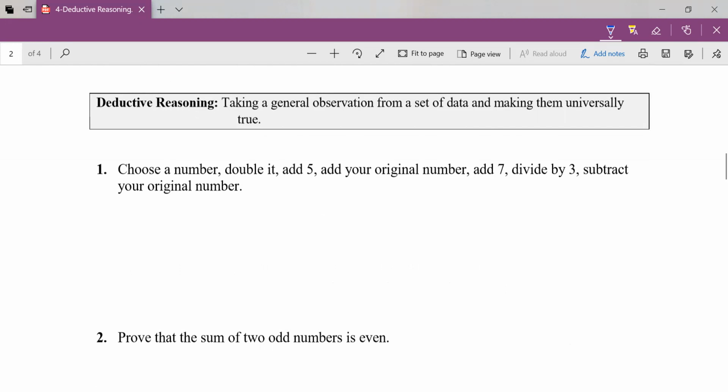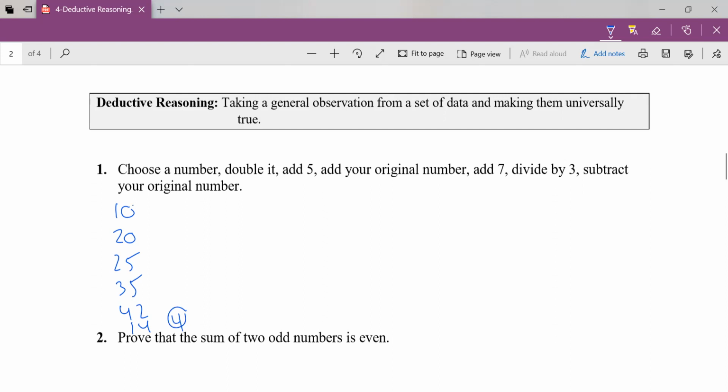Here's a common one that we see. You've probably done one of these when you were a kid. Someone says, choose a number. I'm going to choose 10. It's easy to work with. Double it, so I get 20. Add 5, 25. Add your original number, 35. Add 7, 42. Divide by 3, what do we got? 14. And then subtract your original number. I get 4.